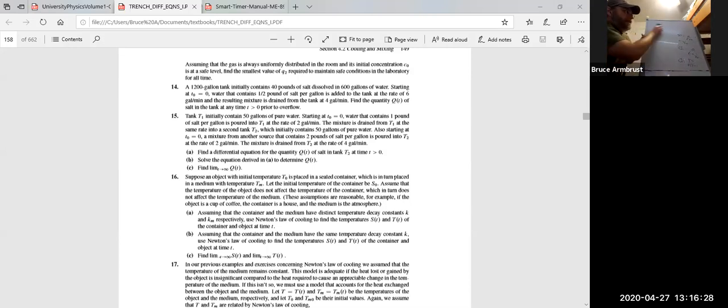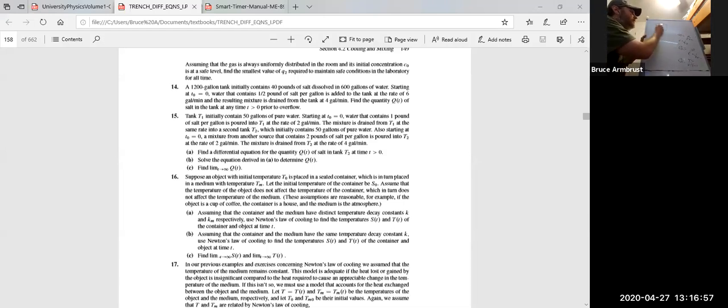So for 14, we've got a 1,200-gallon tank initially containing 40 pounds of salt dissolved in 600 gallons of water. Starting at T equals 0, water that contains 1/2 pound of salt per gallon is added to the tank at a rate of 6 gallons per minute, and the resulting mixture is drained from the tank at 4 gallons per minute. Find the quantity of salt in the tank at any time prior to overflow.